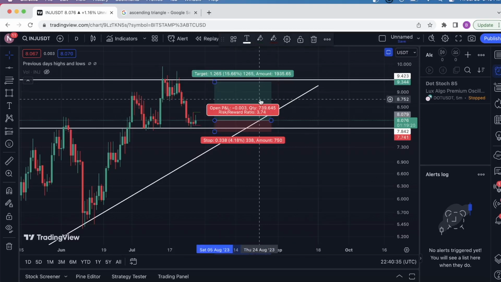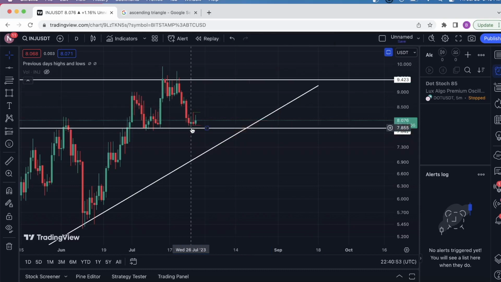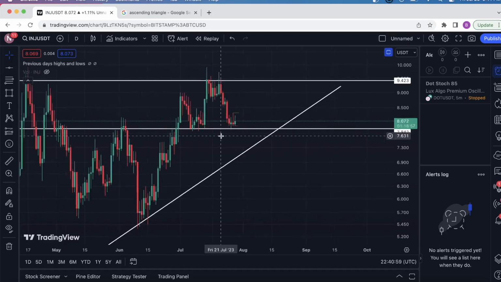It would be a 1 to 3.74 risk reward. And if the trade works out, we're going to get 15.66%, and if we get stopped out, we're going to lose 4.18%. Now, I'm going to show you a trade in a little bit on a shorter time frame where you don't have to risk about 4 or 5%. You can have a tighter stop loss in a lower time frame.